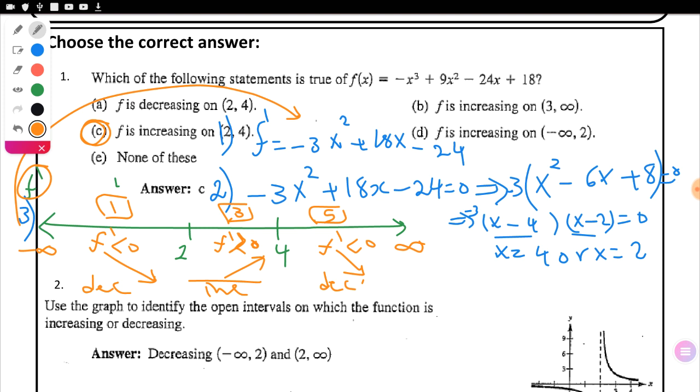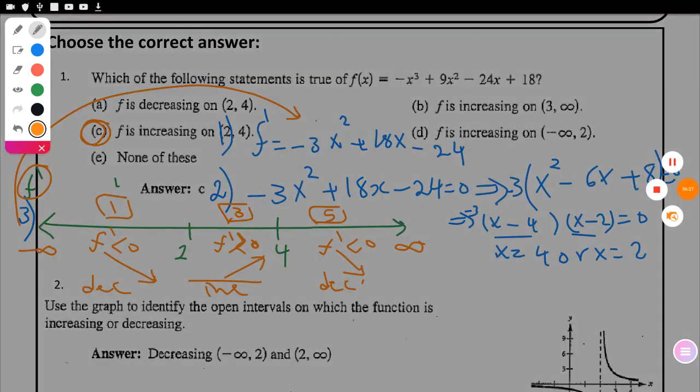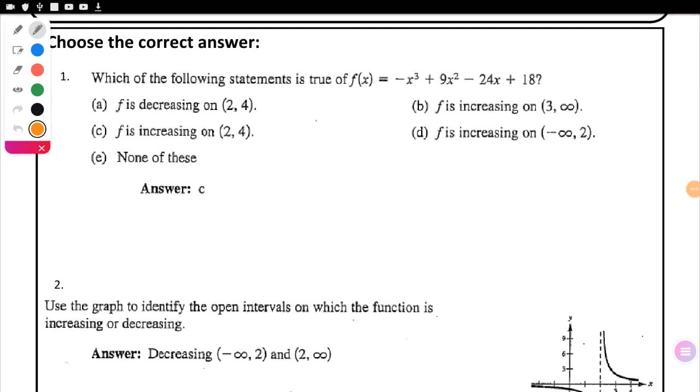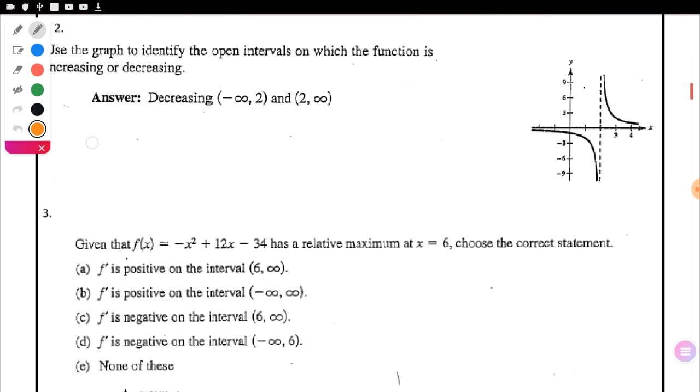Since the question here is about the interval in which a function increases or decreases, I use the first derivative test. Please revise all of the videos which I posted already before. Okay, I think it's easy. Now, look, I chose this one. Do you know why? Our result is what? C. Let's solve this one from the graph.